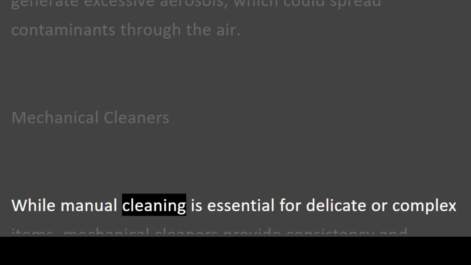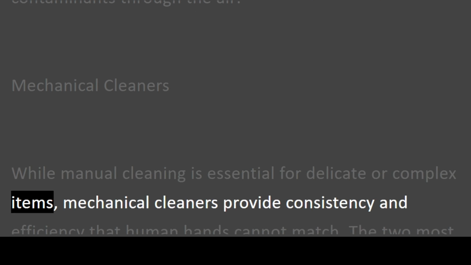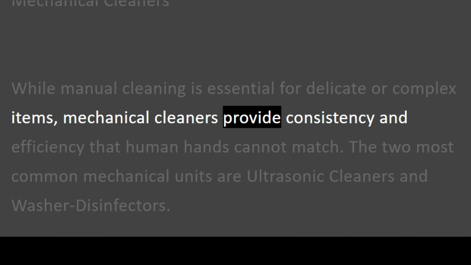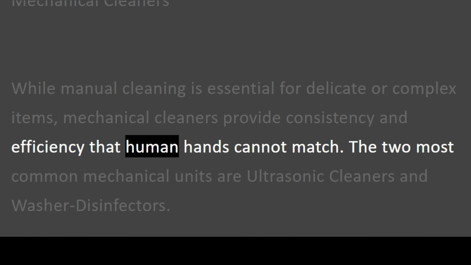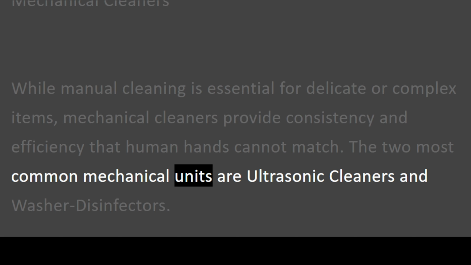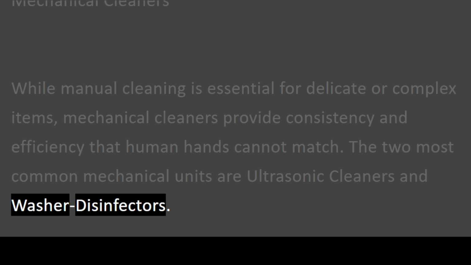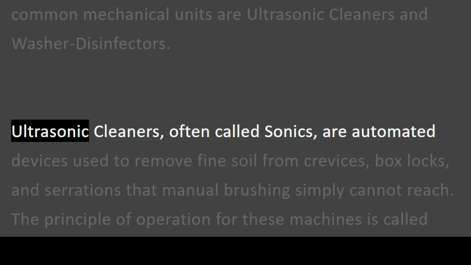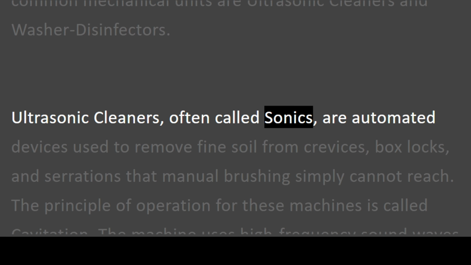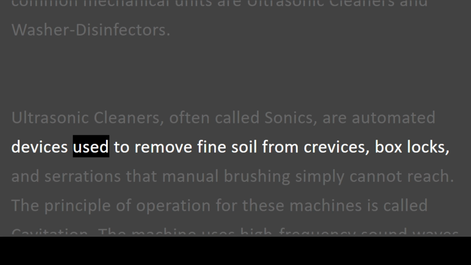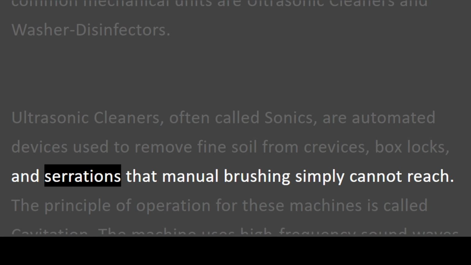While manual cleaning is essential for delicate or complex items, mechanical cleaners provide consistency and efficiency that human hands cannot match. The two most common mechanical units are ultrasonic cleaners and washer disinfectors. Ultrasonic cleaners, often called sonics, are automated devices used to remove fine soil from crevices, box locks, and serrations that manual brushing simply cannot reach.